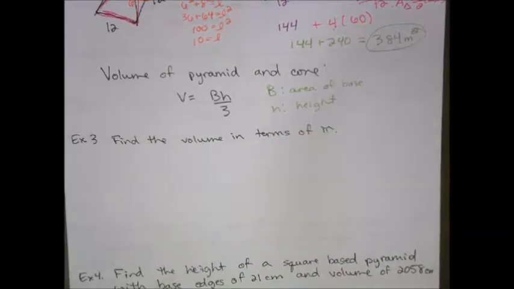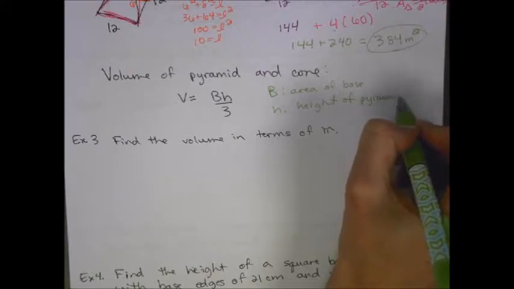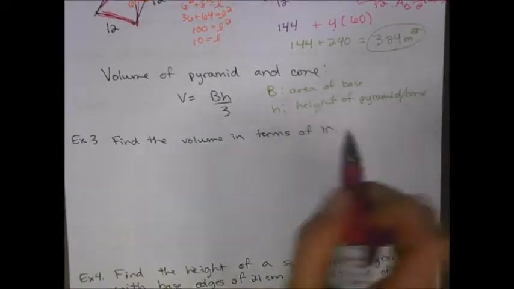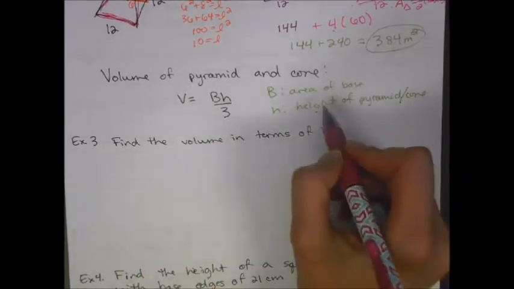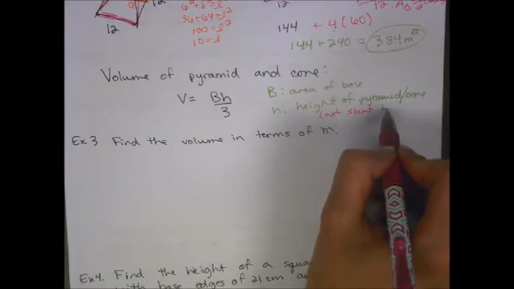H, height of the pyramid or cone. Remember, for the pyramid and for a cone, we have the slant height. So this is not the slant height.